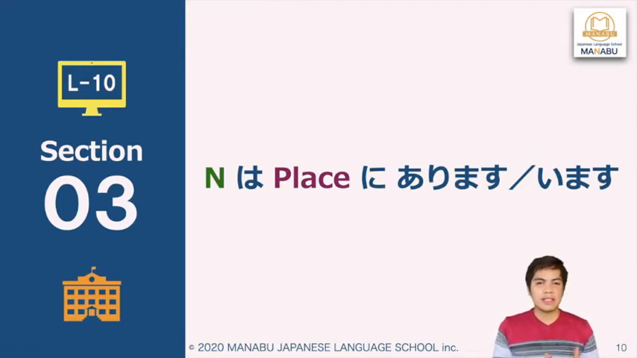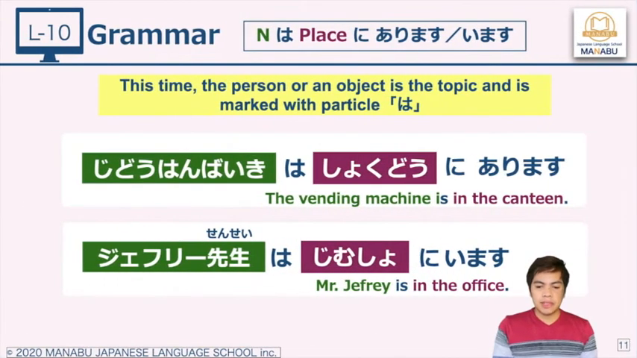Now, we will discuss where an object is present or where a person is present. The person or an object is the topic and is marked with the particle wa. So we will focus on the place of existence of a person or an object. Okay, in this first example, Jido hanbaiki wa shokudo ni arimasu.